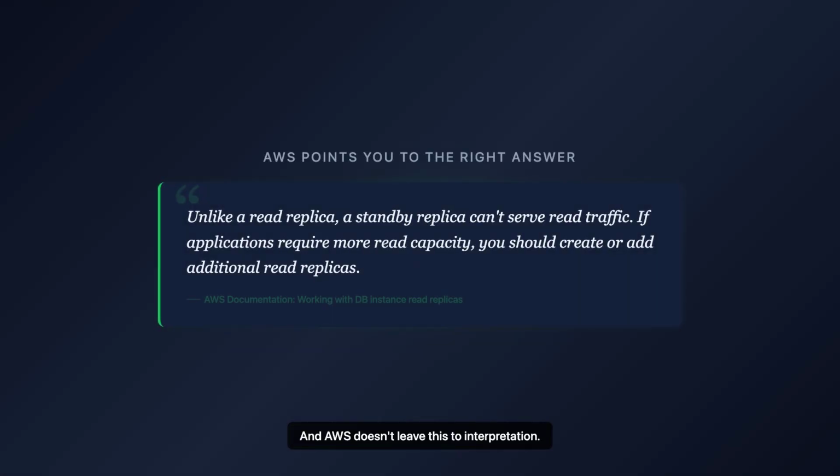And Amazon Web Services doesn't leave this to interpretation. Their own documentation says it plainly. Unlike a read replica, a standby replica can't serve read traffic. If applications require more read capacity, you should create or add additional read replicas. That's the answer key, written by the people who write the exam. Need more read capacity? Add replicas, not the standby.